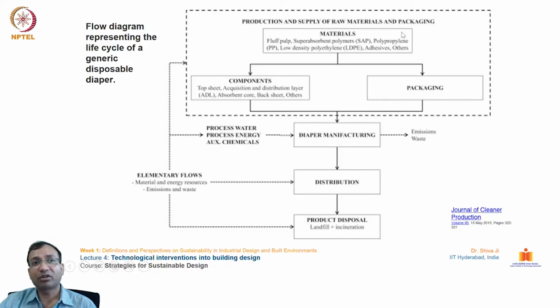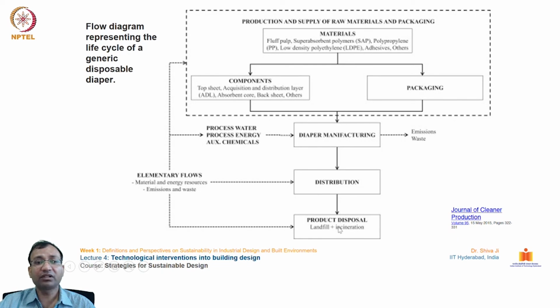So the production and supply of raw materials and packaging. The materials such as fluff pulp, super absorbent polymers (SAP), polypropylene (PP), low density polyethylene (LDPE), adhesives and others form the bulk of the material used for making these diapers. On the component part, there is the top sheet, the acquisition and distribution layer (ADL), the absorbent core which absorbs the liquid part, the back sheet for the cover and other components, and then there is the packaging. Then happens the manufacturing, and then there are emissions and waste.